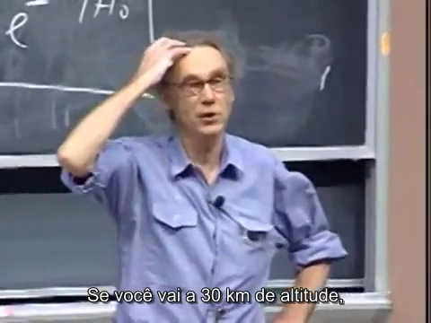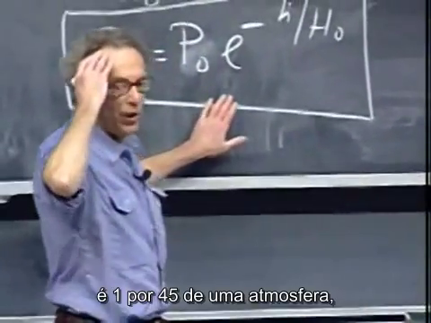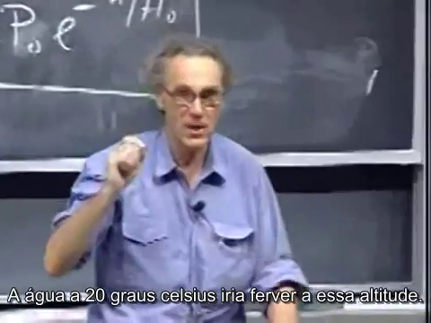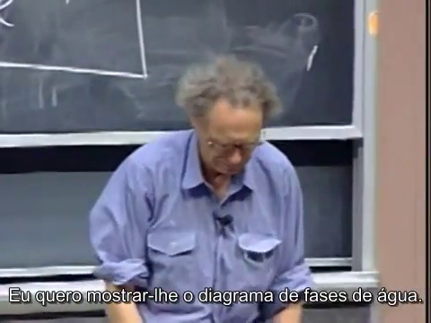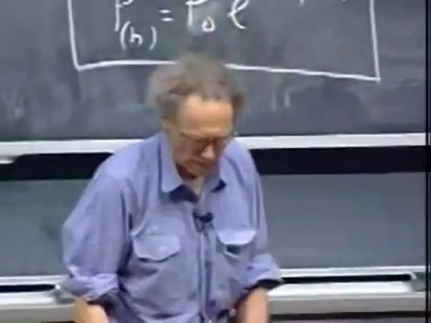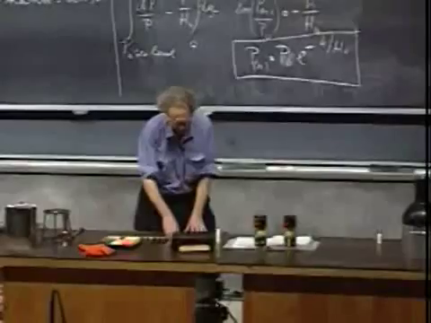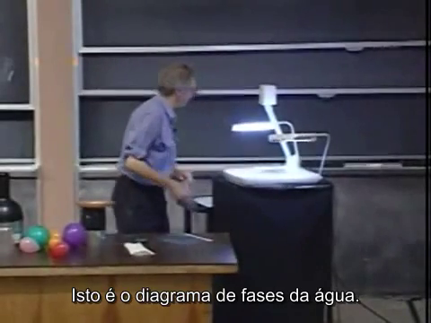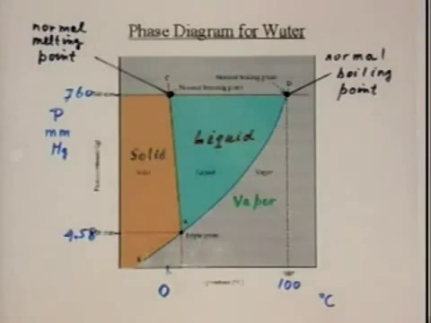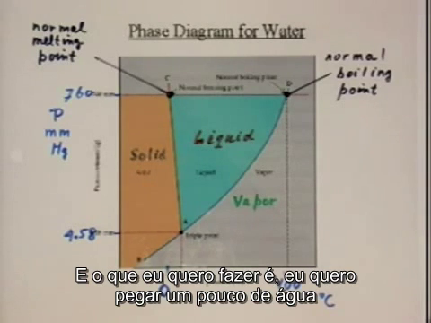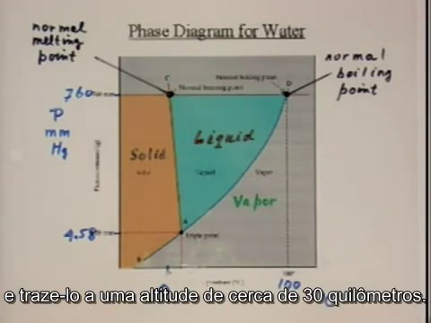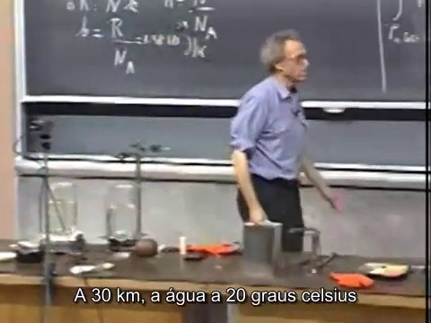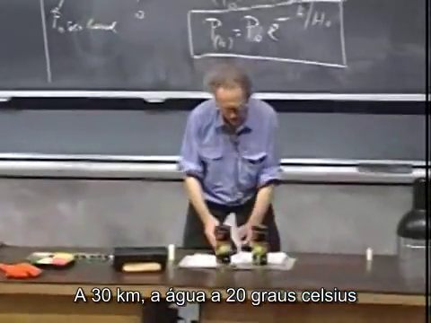If you go to 30 kilometers altitude and you ask this equation what the pressure is, it's 1/45th of an atmosphere. It's only 17 millimeters mercury. Water at 20 degrees centigrade would boil at that altitude. I want to show you the phase diagram of water. This is the phase diagram of water. And what I want to do is take some water and bring it to an altitude of about 30 kilometers. At 30 kilometers, the water at 20 degrees centigrade should start to boil.